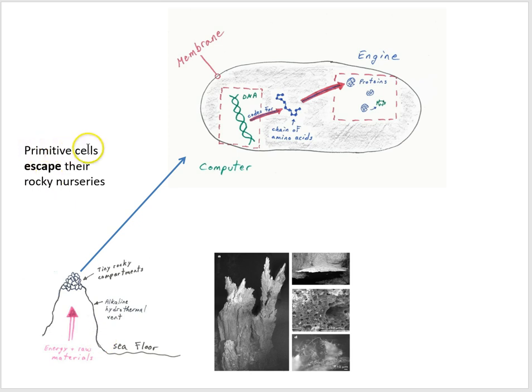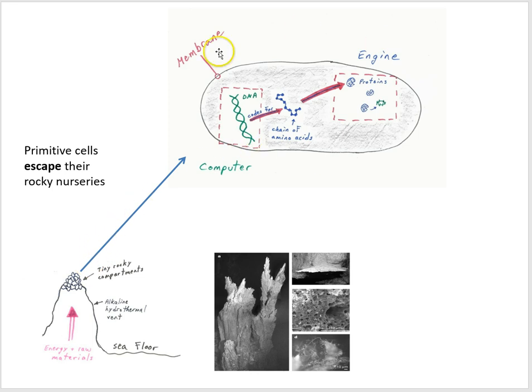The idea is that primitive cells escaped their rocky nurseries. For a couple 100 million years, fascinating chemistry was going on here, such that important complex molecules started to assemble into the first cell-like structures that then left their nursery to wander out into the vastness of the oceans.